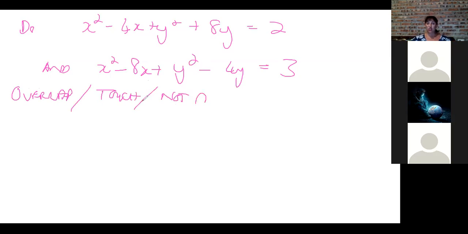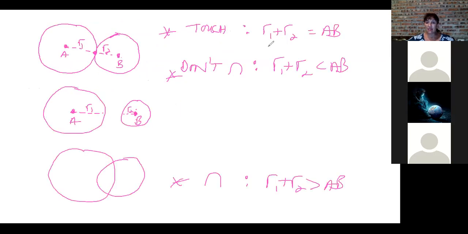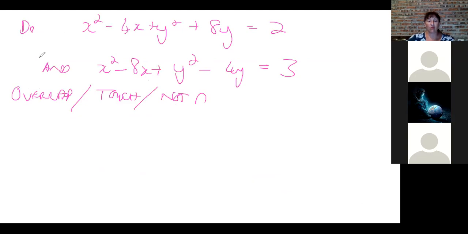Okay, so you need to check that, and immediately what comes to mind is these equations. Right, so basically what I need is my two radii. So this one will be x squared minus 4x plus y squared plus 8y equals 2. I'm going to add half of that squared, which is 4, and half of that squared, which is 16.